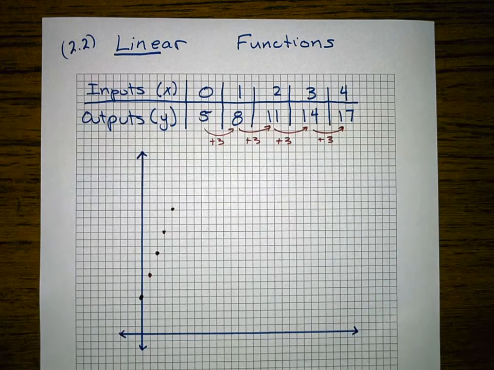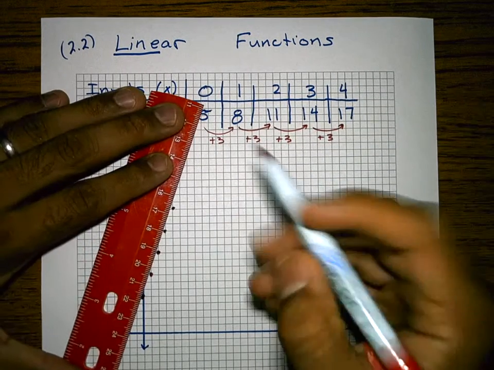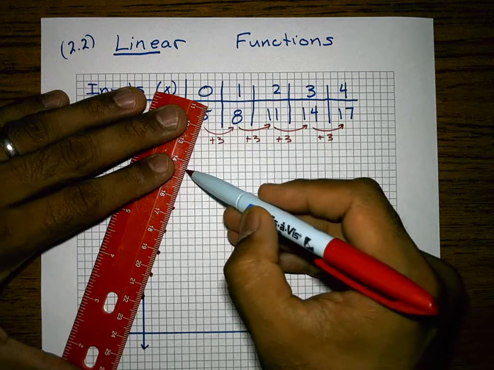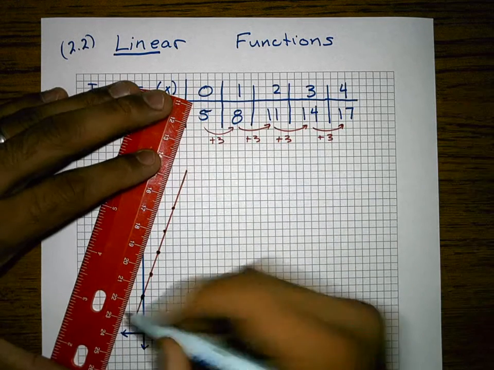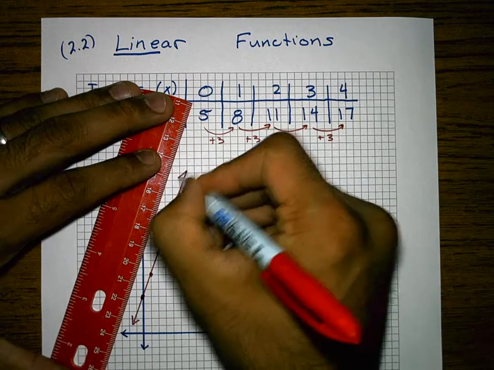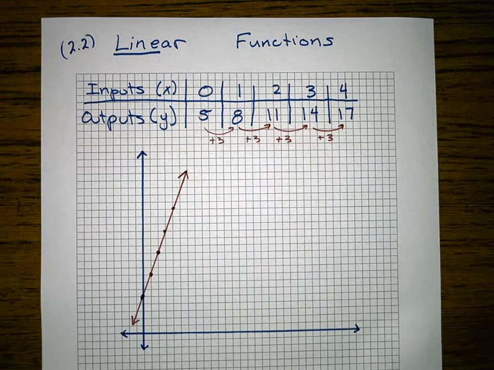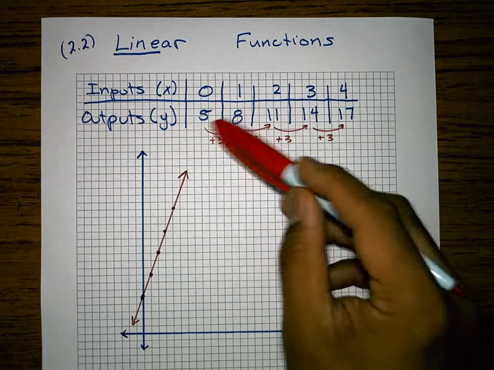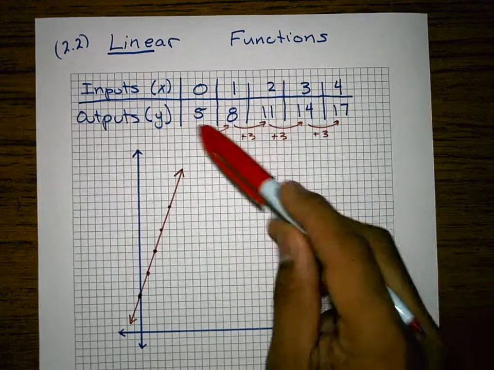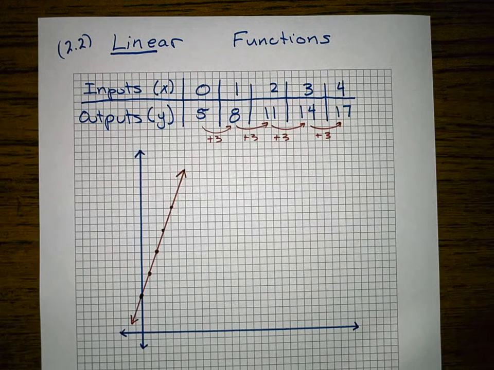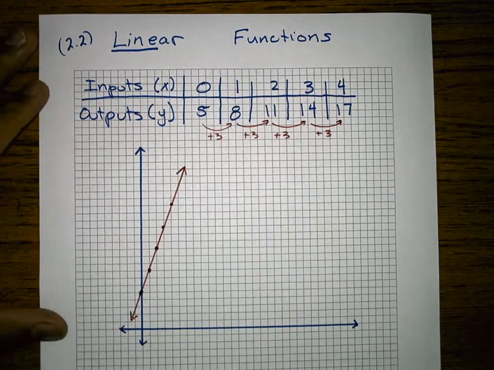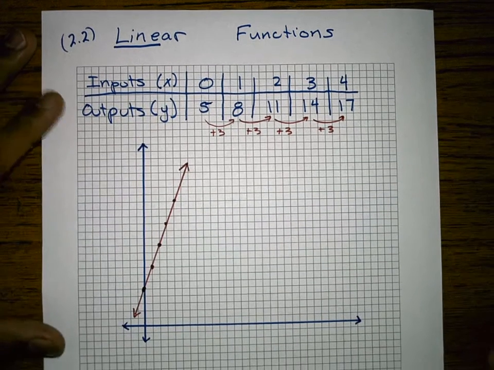If I connect all the dots, you can see that this is going to be a linear relationship. That's not too bad. It's just looking to see whether, for every one change in x, you have the same change in y. The issue here is, can I write an equation for it? That's really what I want to be able to do: produce some sort of linear function.